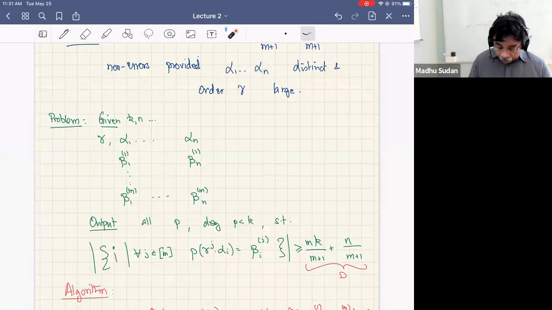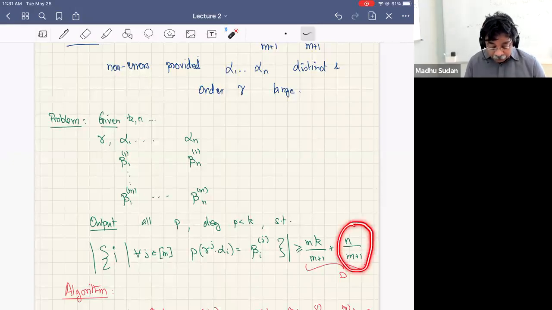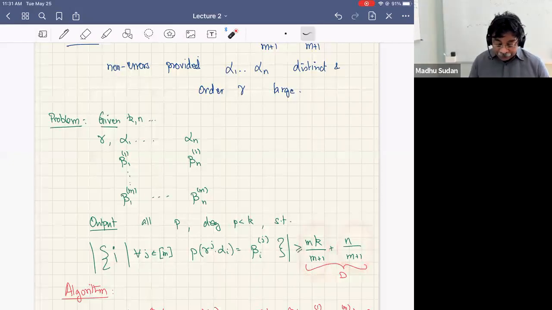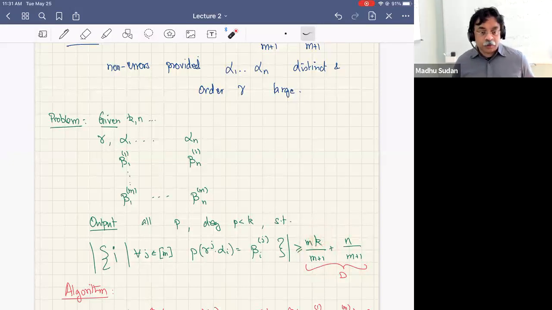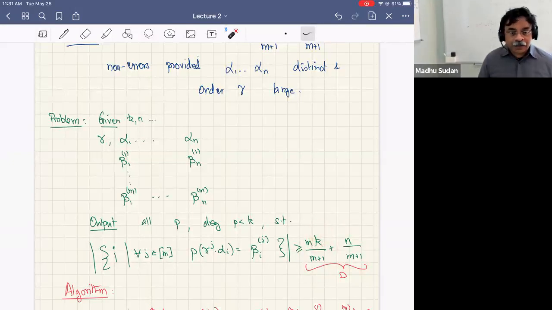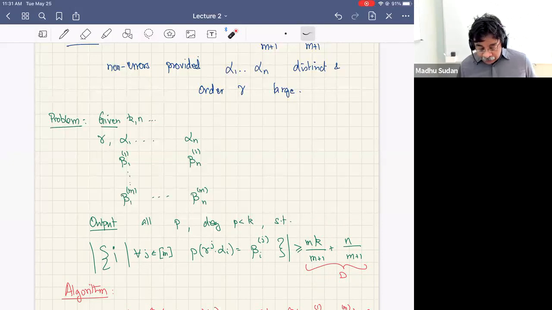Okay, and if that number is larger than this quantity that I will call D from now on, capital D, mk over m plus 1 plus n over m plus 1. So recall, this is where we are getting our mileage from. As m becomes larger and larger, this is looking more and more like k, and k is good for us, n is not good for us. N is saying I want everything right. K is saying I only need roughly the message length. And we are moving towards this side, so that's good news.